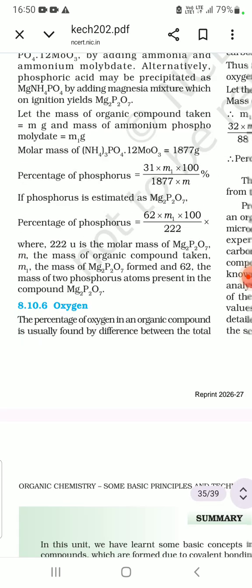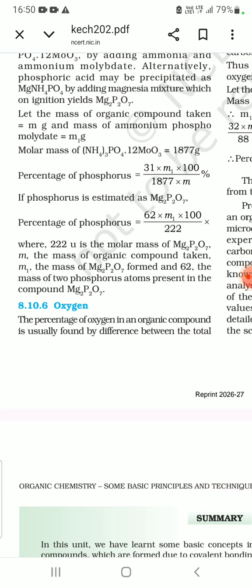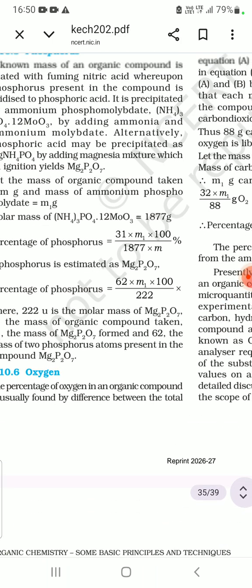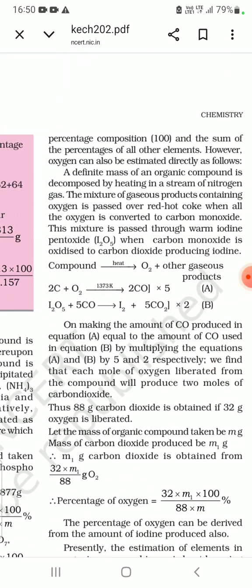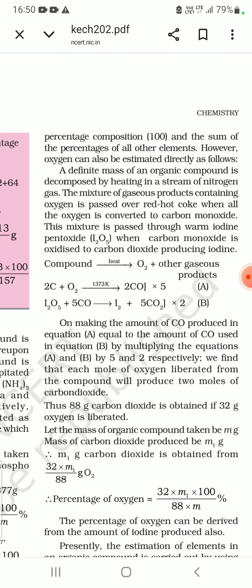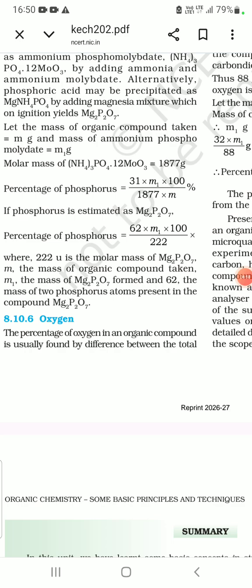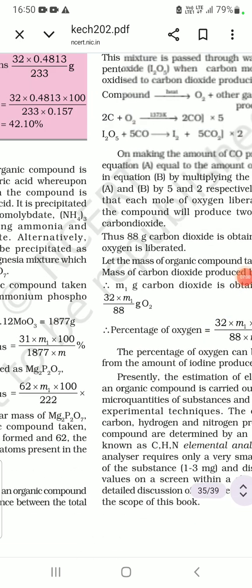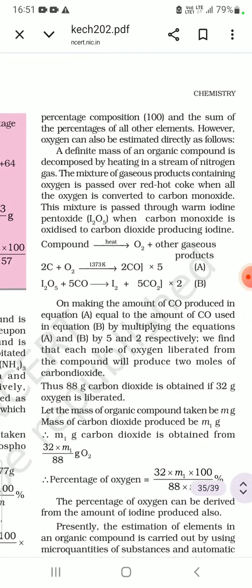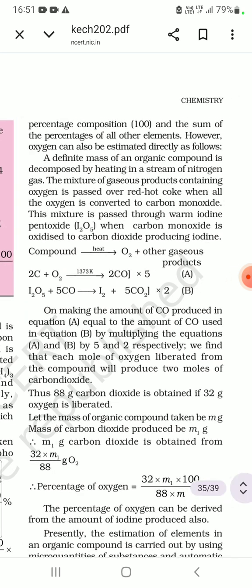Next is oxygen. Percentage of oxygen in the organic compound is usually found by difference between the total percentage composition, which is 100, and the sum of the percentage composition of all the other elements. And oxygen can also be detected by the following.